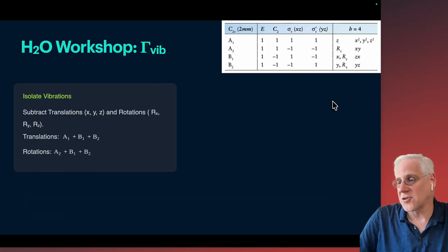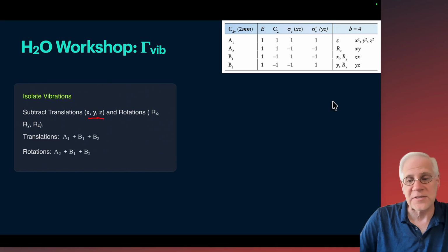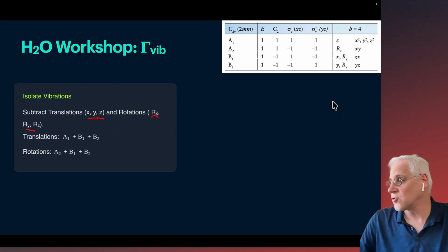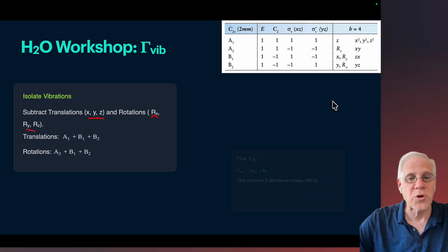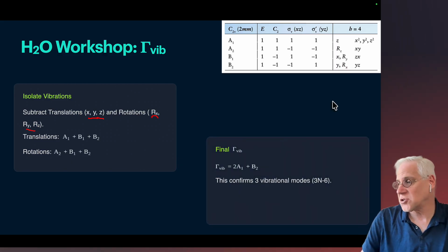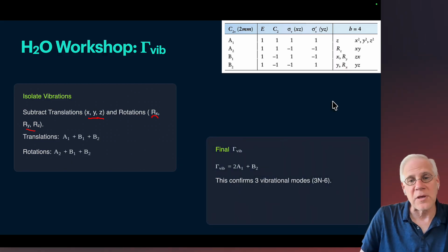Okay, so this is what we talked about just a moment ago. We have our translations here, our X, Y, and Z, our rotations, Rx, Ry, and Rz. We saw in the table that our translations are A1, B1, and B2. Our rotations are A2, B1, and B2. We subtract that out from our reducible representation, and what we end up with is 2A1 plus B2.